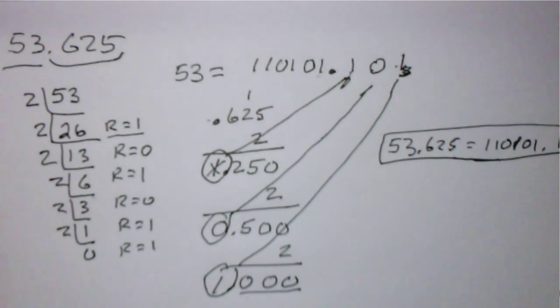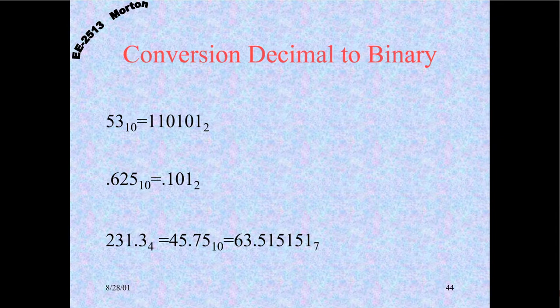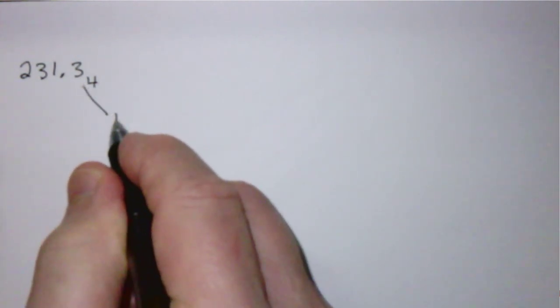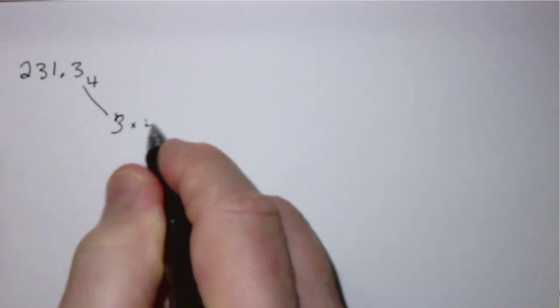Okay. Now, what about the other problem I mentioned when we wanted to go from 231.3 base 4 to base 7? What about that? Well, let's look at that one. All right, so I'll write that down, 231.3 base 4. All right, so let's do that. Okay, so the first thing we're going to do, we're going to use powers of 4. So this is going to be 3 times 4 to the minus 1.